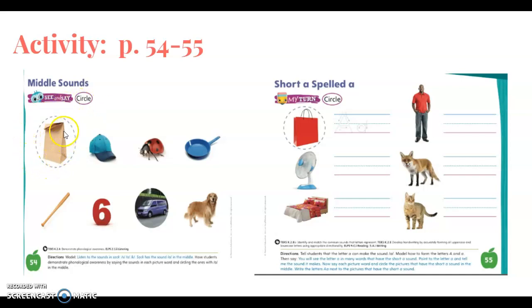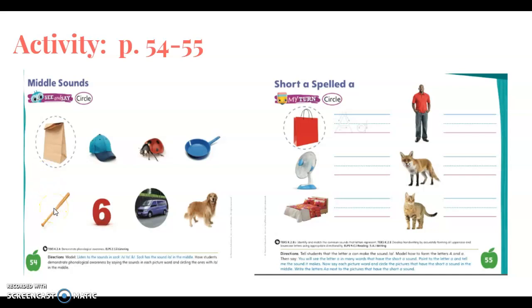The first one is showing you a picture of a bag, B-a-g. The middle sound is ah, so I'm going to circle it because it has the middle sound ah. Here we have a hat or a cap, either way is okay. We have a b-u-g, bug, and we have a p-an, pan. Circle the words that you think have the same middle sound as the word b-a-g.